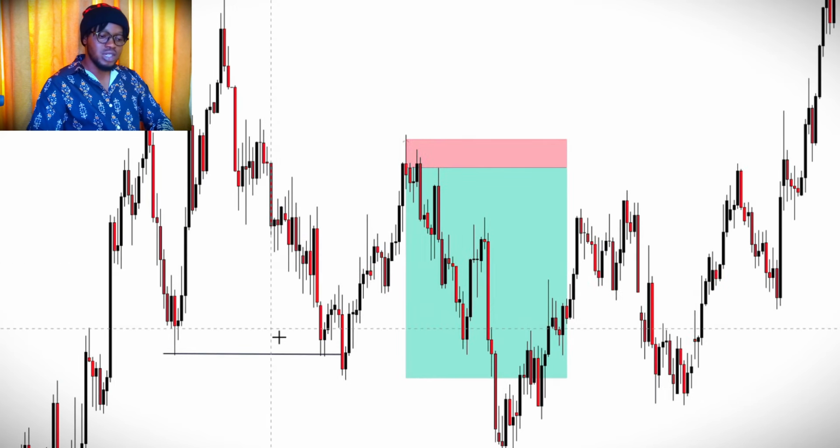So anytime you are trading, if you are taking your trade from the 15-minute time frame, target the next swing low or the next swing high. Look for a fair value gap there. If there's no fair value gap, target a demand zone or a supply zone and just take your profits there. As simple as that.